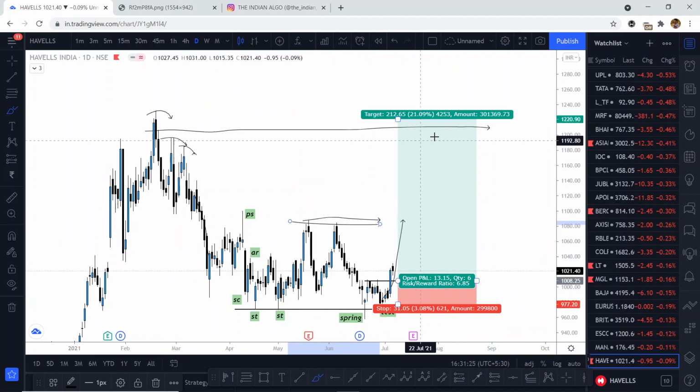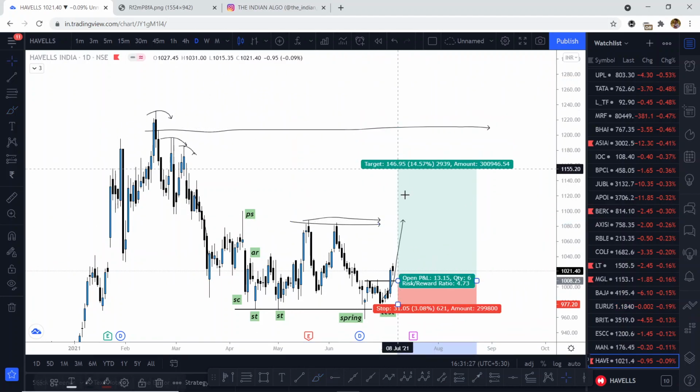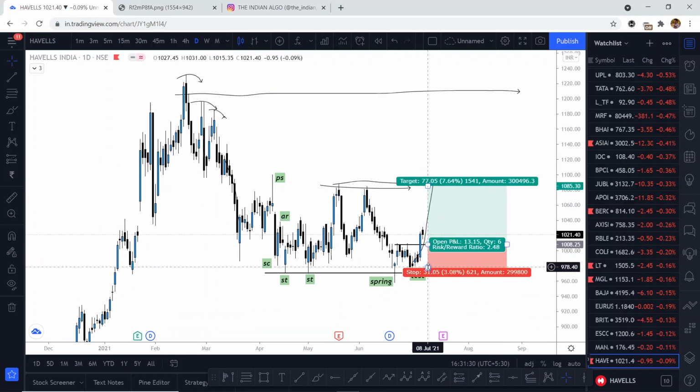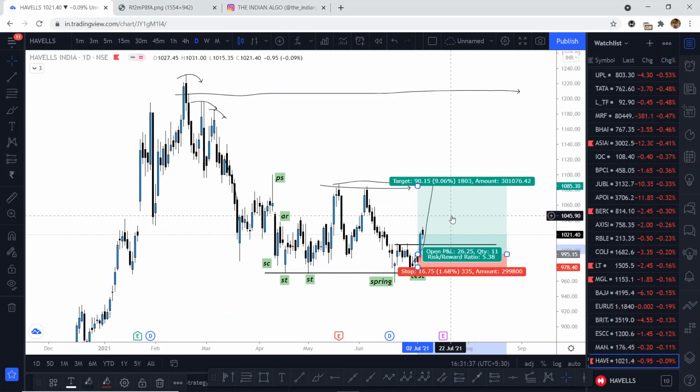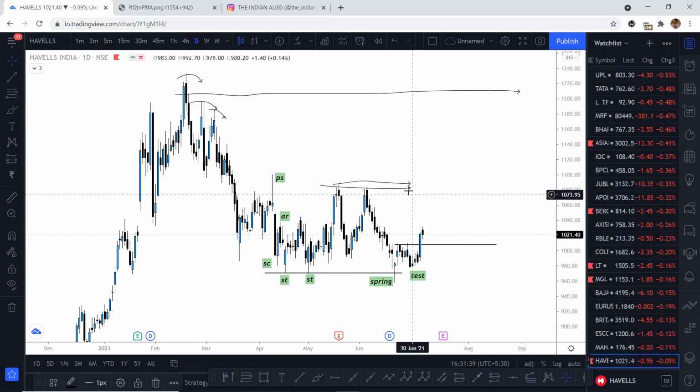Sorry, this is not the target for my mentees. I've given them a target. So our entry was somewhere here, right? We took the entry somewhere here. So 1:5 is what they are going to look for in a swing trade.